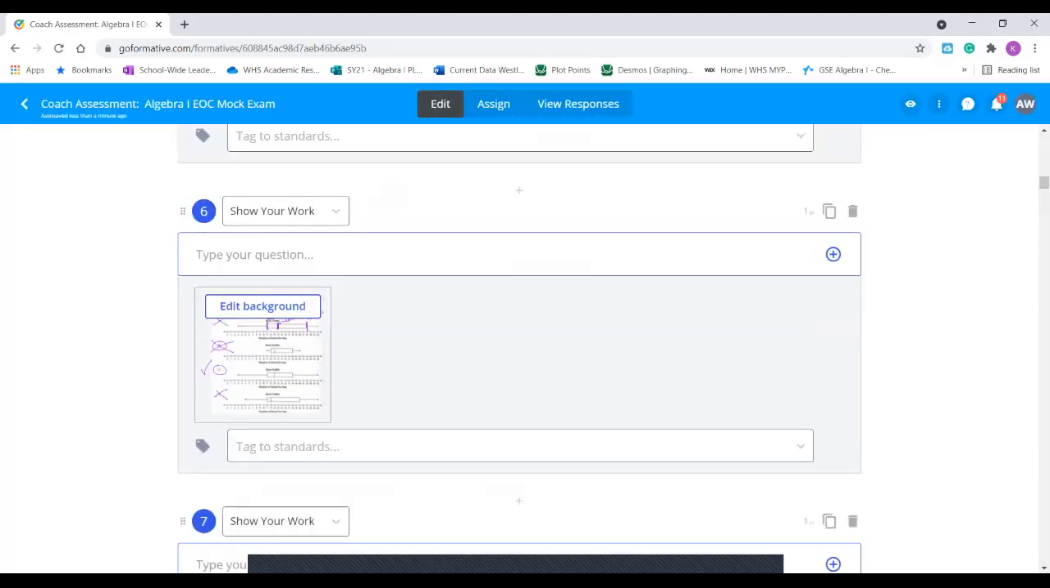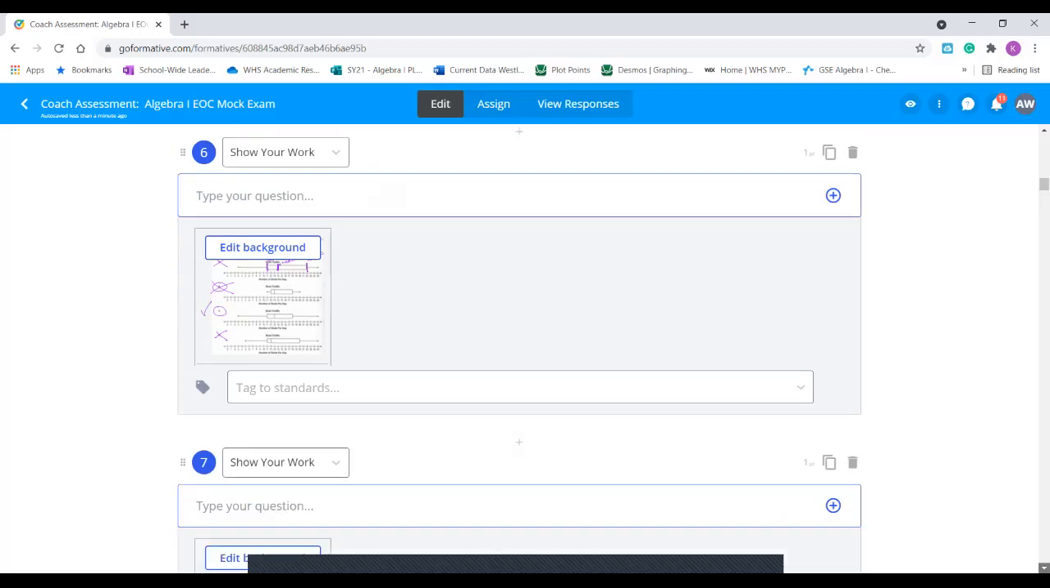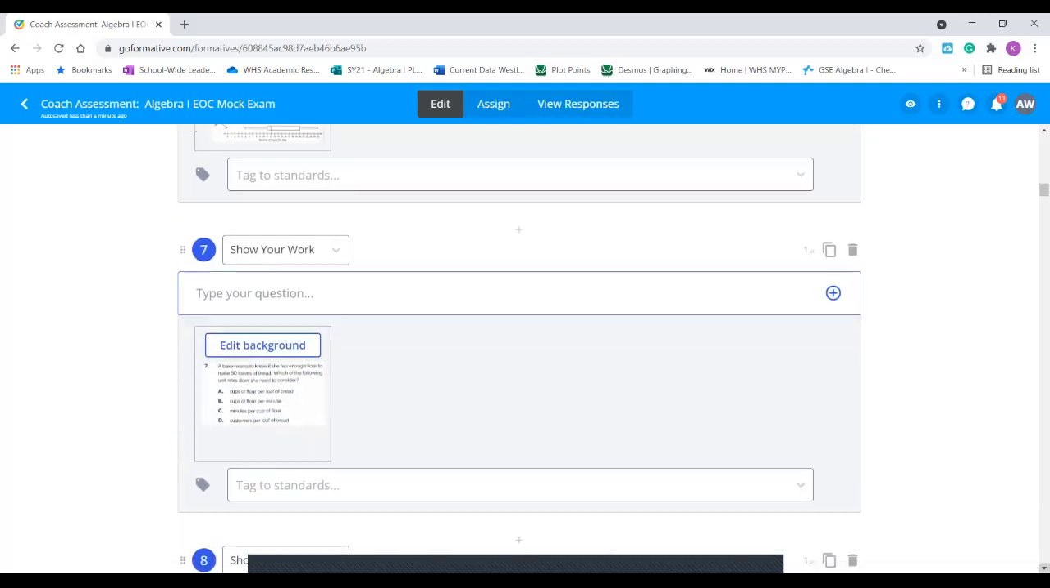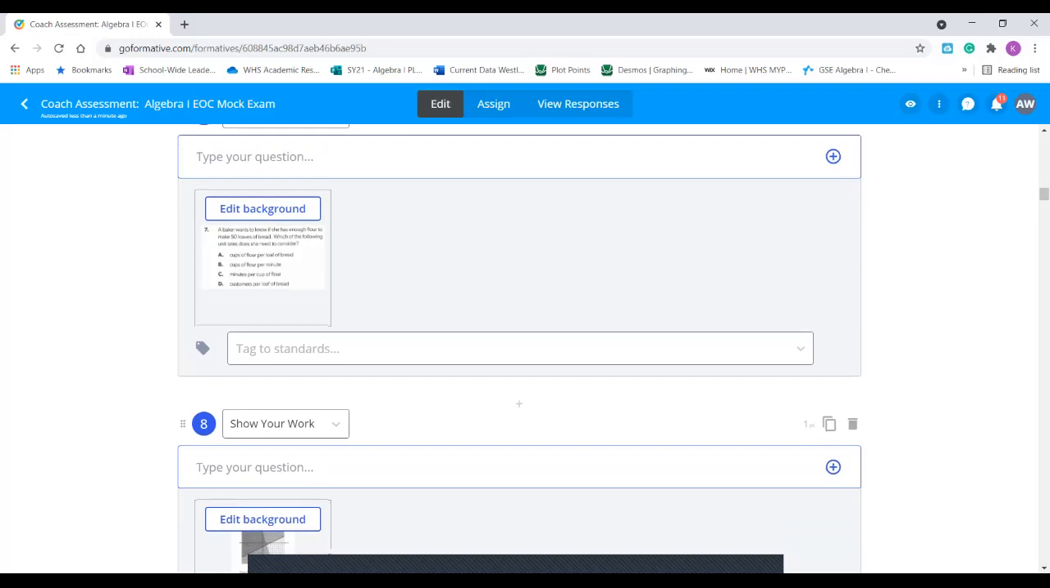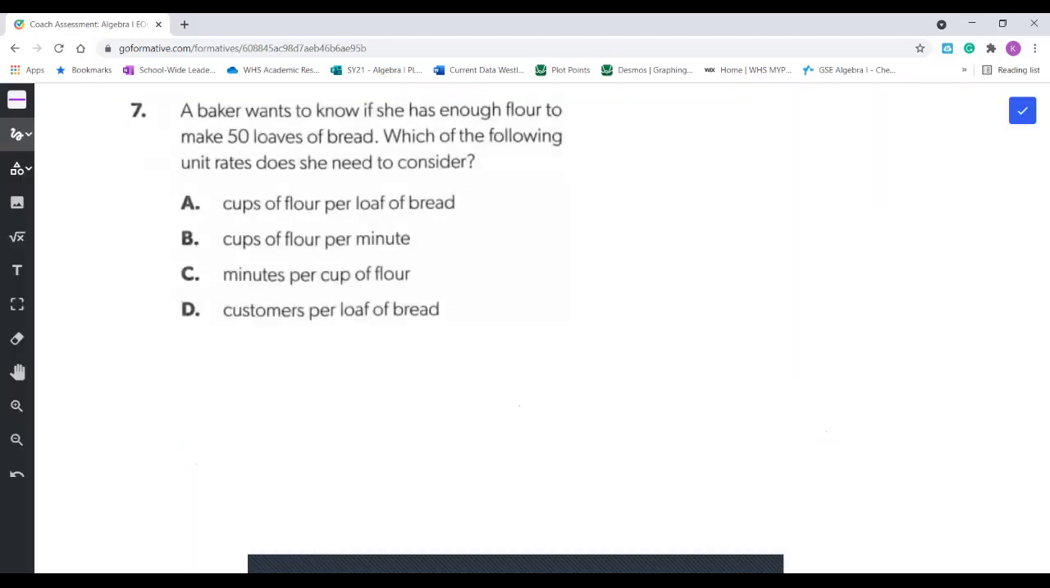Let's keep going, number 7. All right, number 7 says, a baker wants to know if she has enough flour to make 50 loaves of bread. Okay, 50 loaves of bread. Now, which of the following unit rates does she need to consider? Well, 50 loaves of bread, enough flour. All right, so we got to look at these units of measurement.